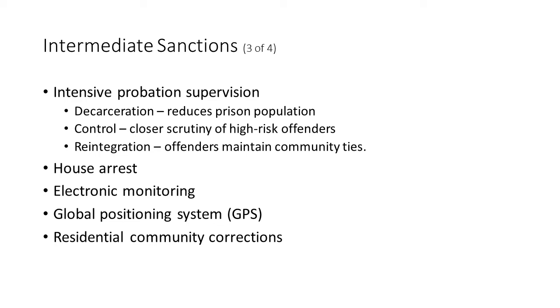House arrest is another form of intermediate sanction. Just like it sounds, you're remaining confined to one's home, usually requiring the offender to wear a tracking device so probation may monitor the offender. This is usually used in conjunction with both levels of probation, but more often with the intensive probation supervision.